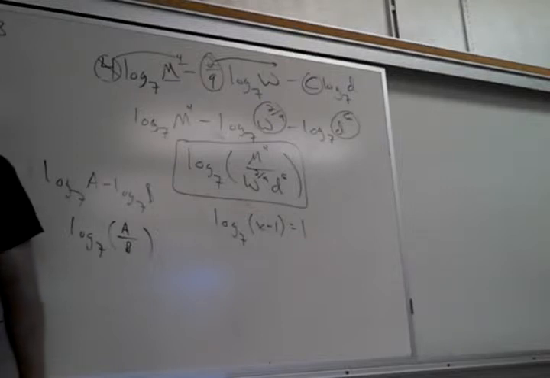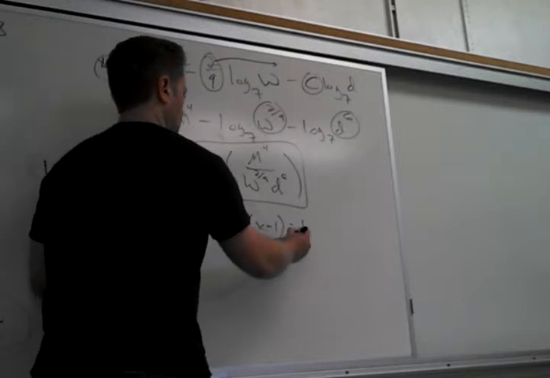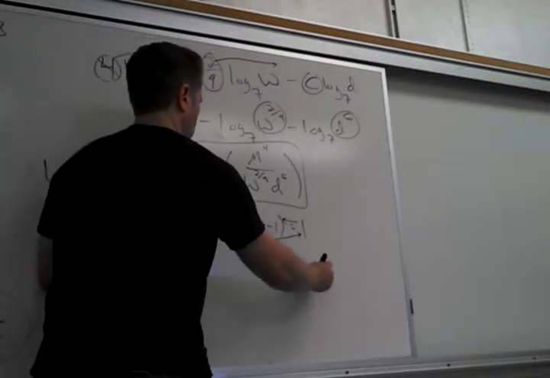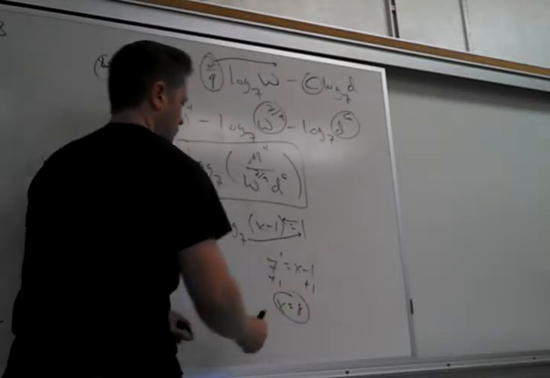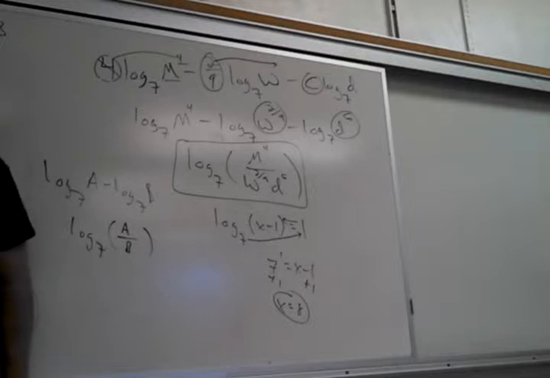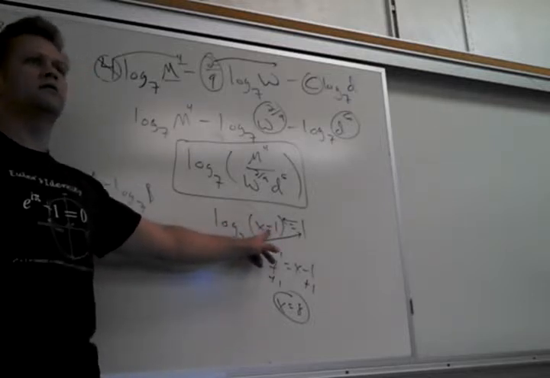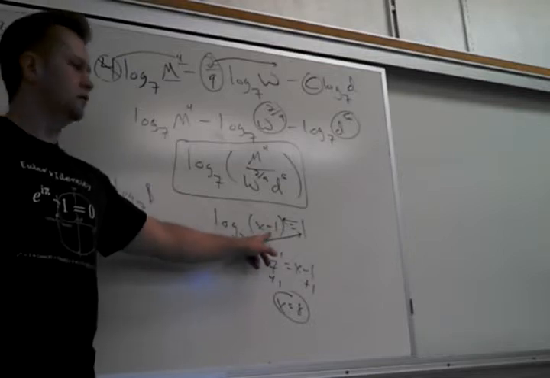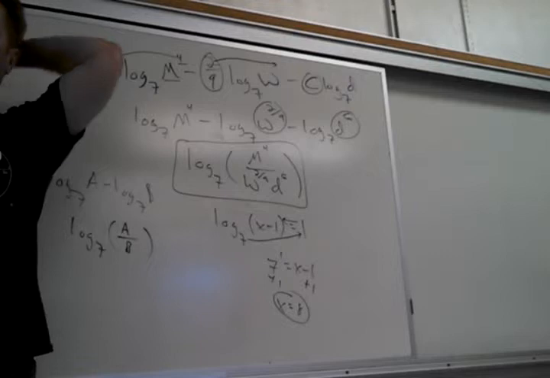You can do it, come on. How can I rewrite that logarithm in a different form? 7 to the 1 power equals x minus 1. So then x equals 8. Check it. 8 minus 1 is 7. What's log base 7 of 7? What do you raise 7 to get 7? 1. First power. Just recheck it, right?